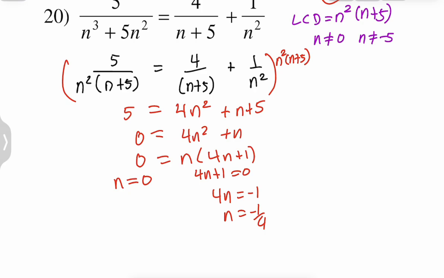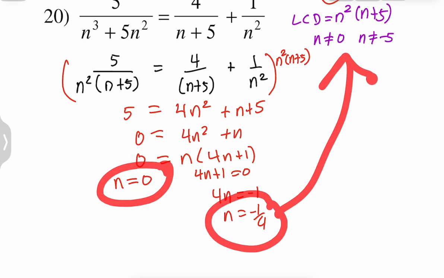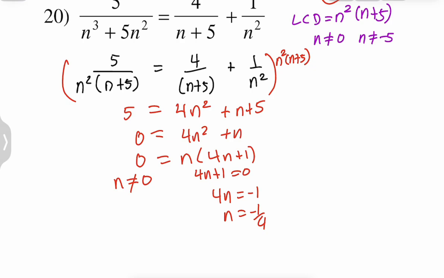Now for the very first time, if we compare these answers to our excluded value list, one of them is on the list, right? So when that happens, cross it out. I cross it out and then I kind of circle the one to remind me, hey, that's the one that works. The other one does not. So our answer is -1/4.